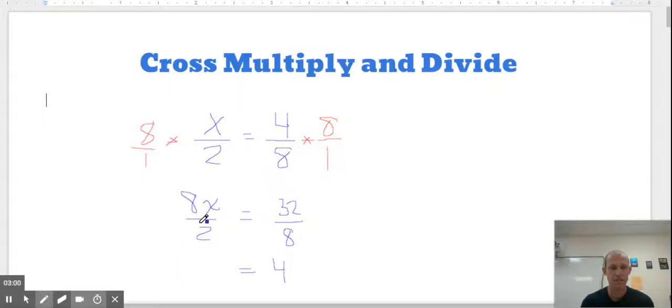8 x's divided by 2, well, think about this like 8 apples, and you're cutting those in half. You'll have 4 apples. And now you need to figure out what this mystery x is. Well, what number times 4 will give you 4? The answer is 1.